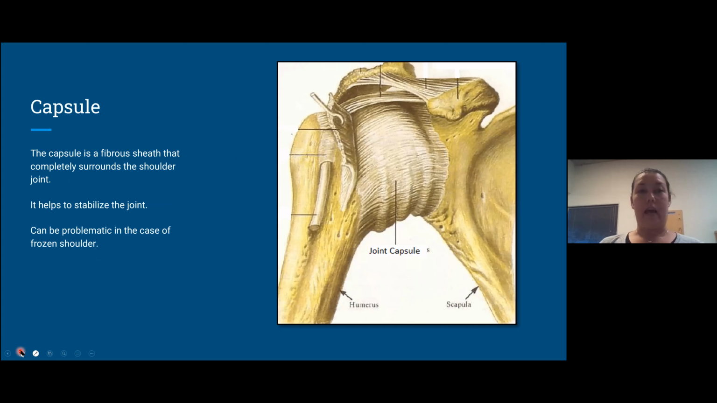And finally, the capsule. The capsule is a fibrous sheath that completely surrounds the shoulder joint. Whereas the structure of the joint creates mobility, the capsule aids in stability. It helps to stabilize the ball within the socket. The capsule can be a problem if it becomes too stiff, as is the case with frozen shoulder, and we'll talk about that in more detail coming up as well.